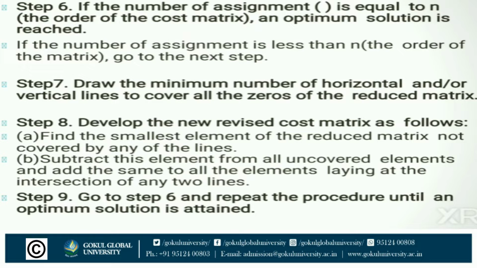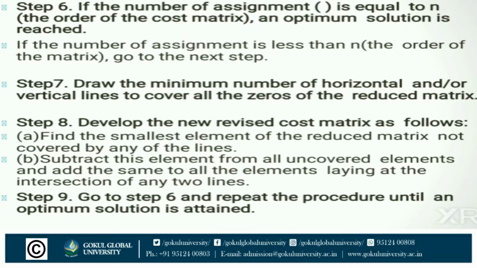Next, if the number of assignments is equal to the order of the cost matrix, an optimum solution is reached. If the number of assignments is less than n, then go to the next step. Now the next step is to draw the minimum number of horizontal or vertical lines to cover all the zeros from the reduced matrix. So we can cover all zeros, for rows or columns, by horizontal or vertical lines.